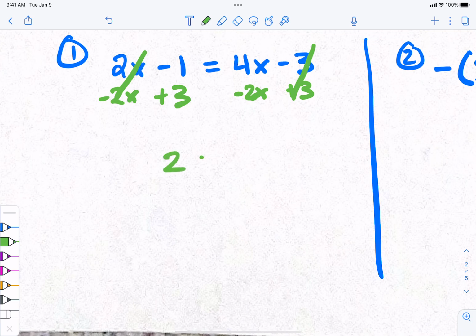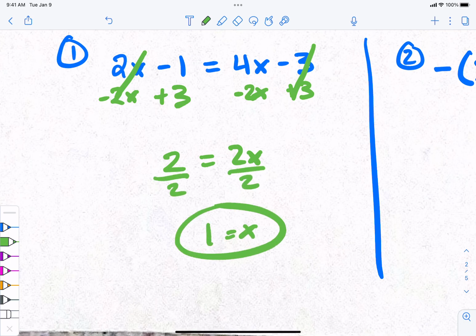All right, I'm going to add the 3 over also. So I have 2 equals 2x. Did you get x equals 1? Yeah. There we go. Okay, that's the left case.